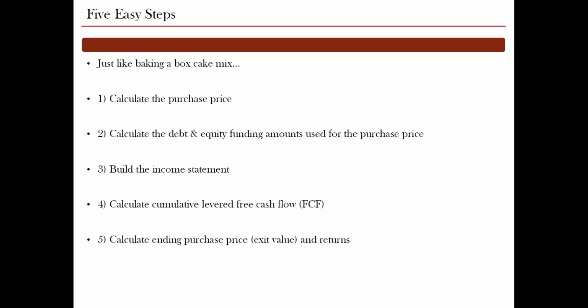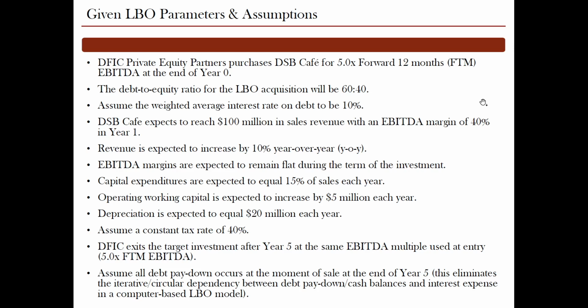Essentially, you're going to be calculating the purchase price. We're going to be calculating our sources and uses, which is going to be debt and equity funds to be used towards the purchase price. We're going to build our income statement. We're going to calculate our levered free cash flow, and then we're going to do our ending purchase price, exit value, and returns. So these are our given LBO parameters and assumptions.